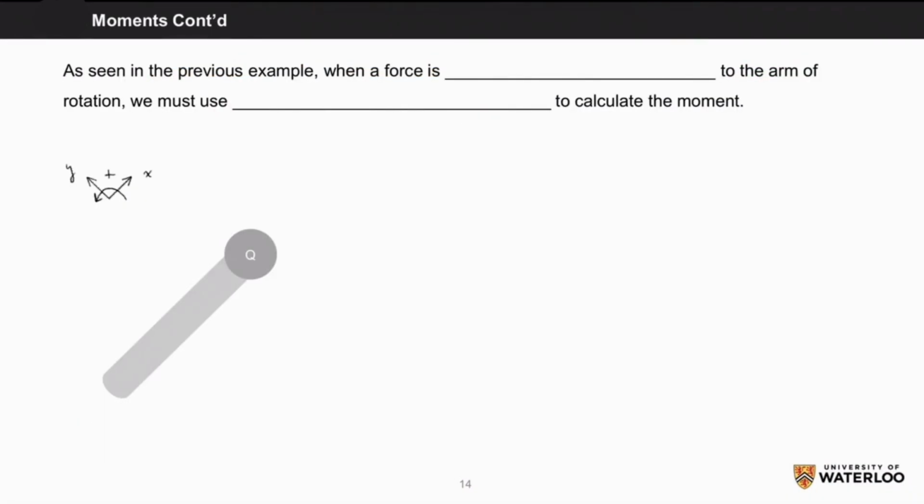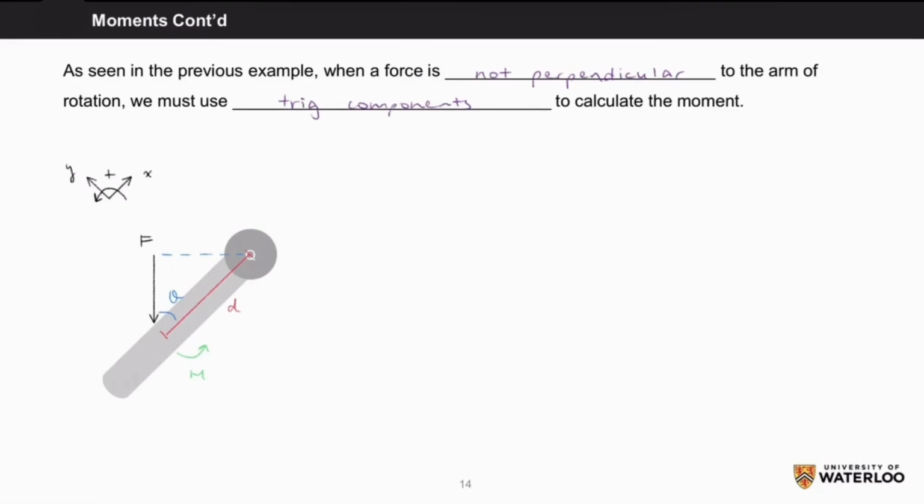To wrap up the example we just went through, I have a few fill-in-the-blanks that I'd like you to try filling out on your own. So, as seen in the previous example, when a force is not perpendicular to the arm of rotation, we must use trig components to calculate the moment.